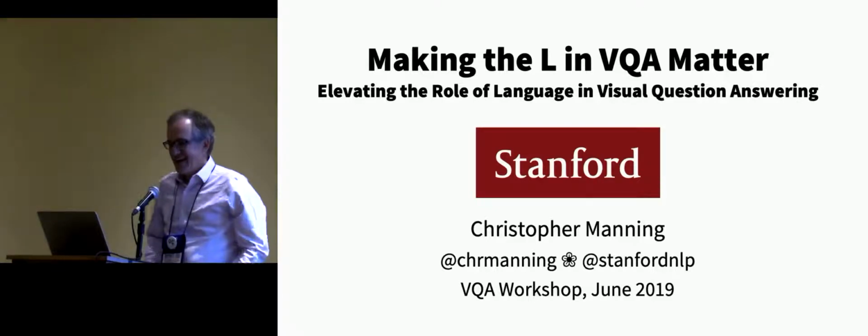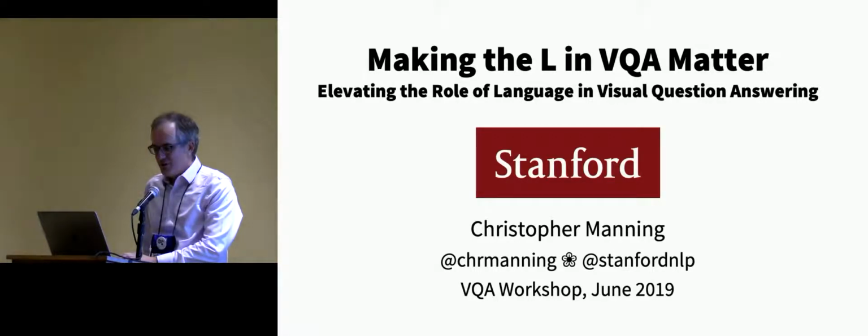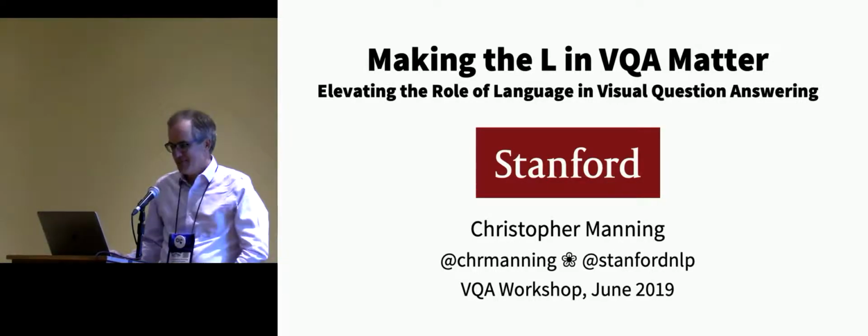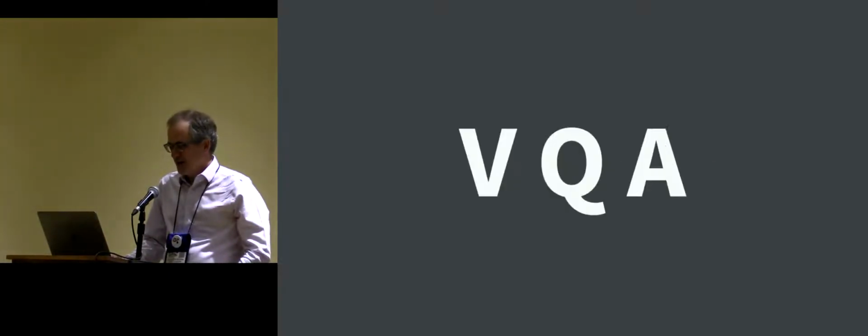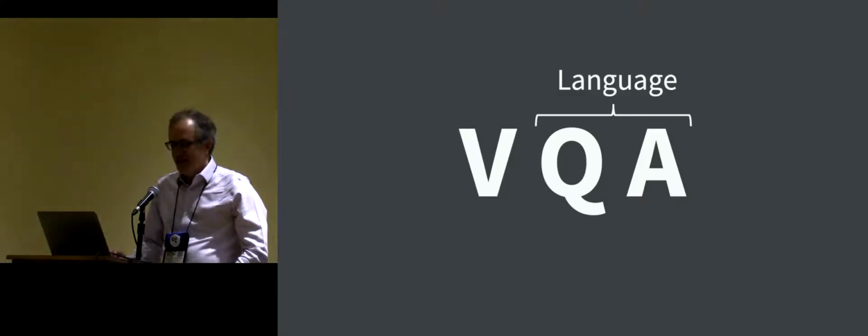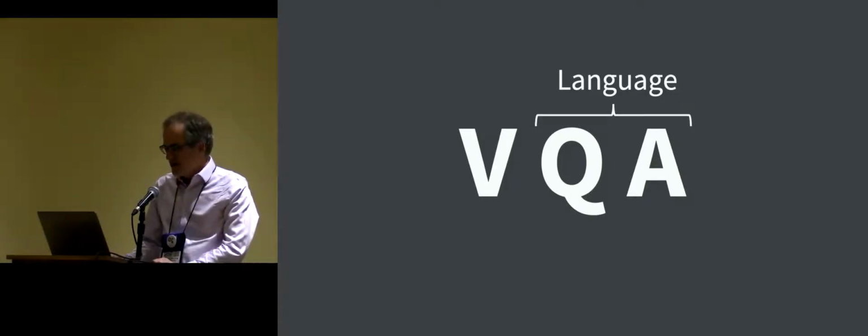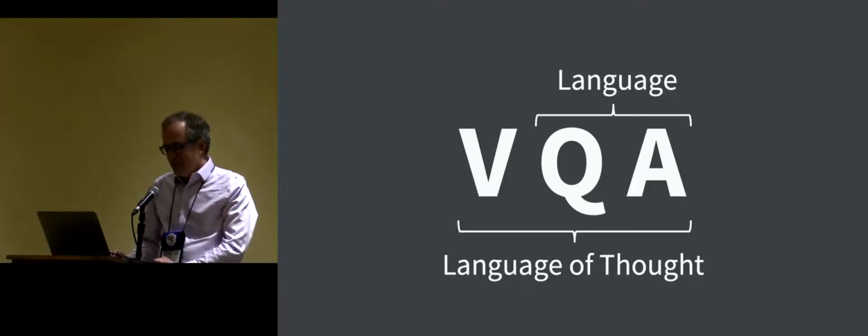Thank you very much. For today's talk, I wanted to talk about making the L in VQA matter. Now, of course, there's an immediate objection to this being the title of the talk, which is there is no L in VQA. That's an unfortunate fact, but if you look at it a little bit more, really the Q and A are both language. But I actually want to get a little bit beyond that. In the second part of the talk, I want to motivate the idea that for making further progress in tasks like visual question answering, we want to be more explicitly building a language of thought, which then covers all of VQA.